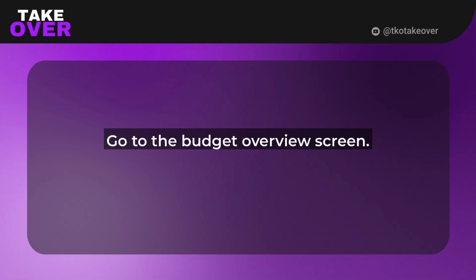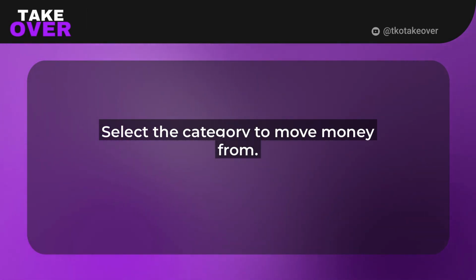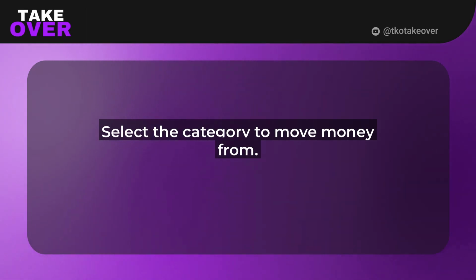First things first. Open up your YNAB app or head to the website and log in. Once you're in, navigate to your budget overview. That's the main screen where all your categories are listed. Look for the category you want to move money from. For example, let's say you have $100 in dining out that you need elsewhere.